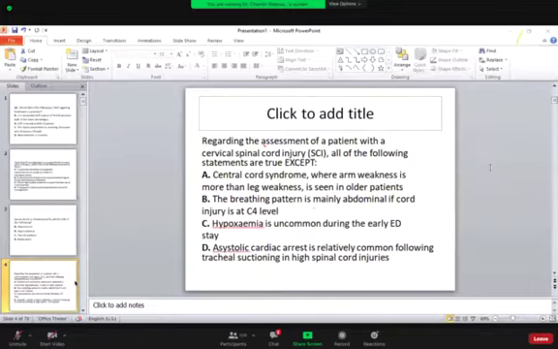Asystolic cardiac arrest is relatively common following tracheal suctioning. In cervical injuries involving above T6 or maybe T5, there will be loss of sympathetic innervation to the cardiac muscles, and there will be predominance of the vagal fibers. Because of that, with very small stimulations, there can be increased vagal tone, and the patient can have a severe bradycardia that can lead to cardiac arrest.